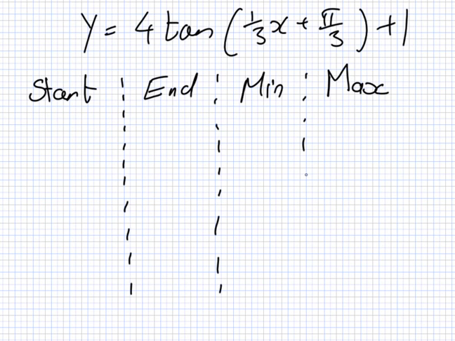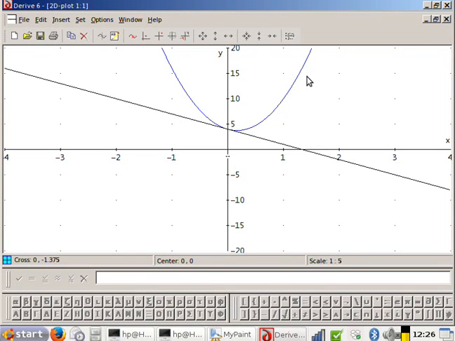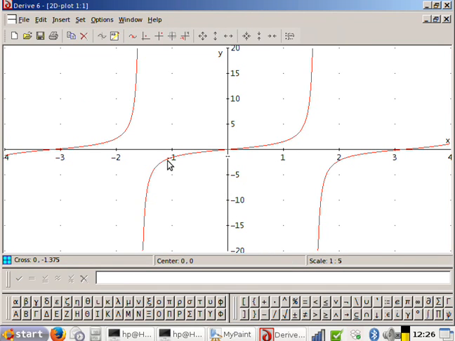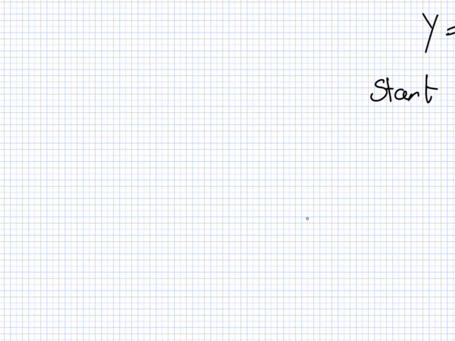Okay, so for tangent, where does it start? Not really 0. If I go back to my graph, if you remember tangent, it doesn't really start at 0. If I graph this here, it starts here. This is minus pi over 2, by the way, and it finishes at pi over 2, and then it repeats like this. So it's actually minus pi over 2 to pi over 2. So that's fine.